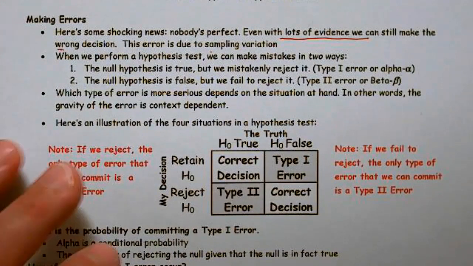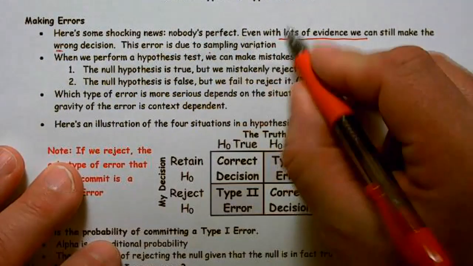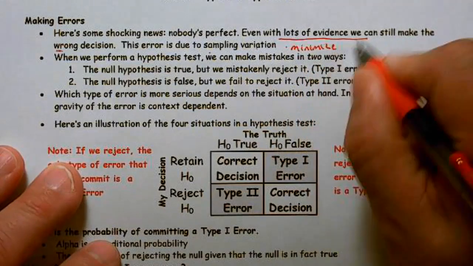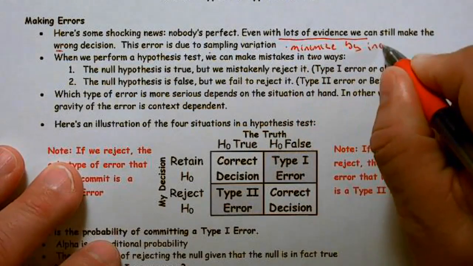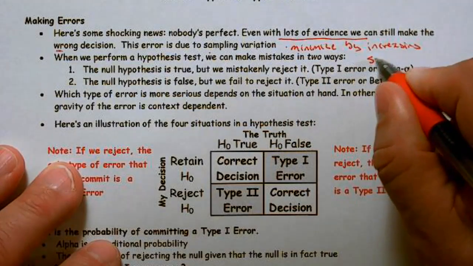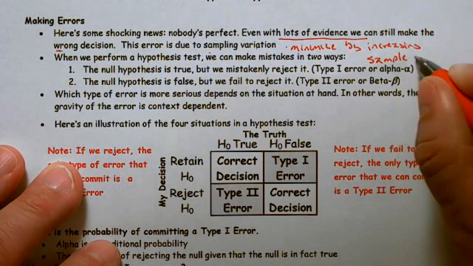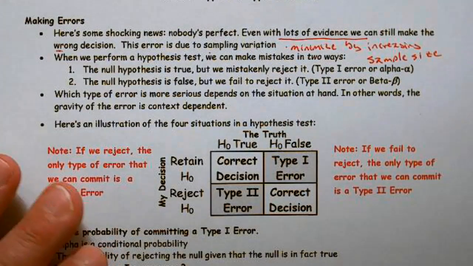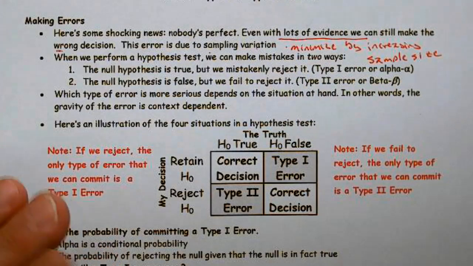Now, we can help minimize this error by increasing sample size. Increasing sample size helps a lot. But that's not always feasible. It's expensive and it's time consuming. But it helps. Increasing sample size won't eliminate that error, but it makes it smaller.